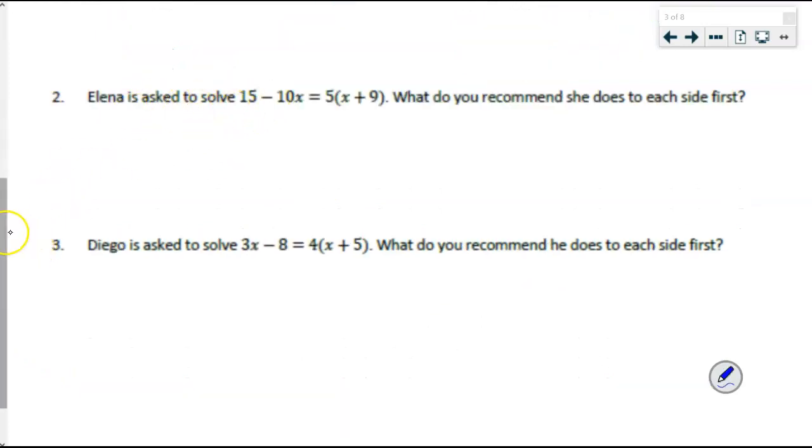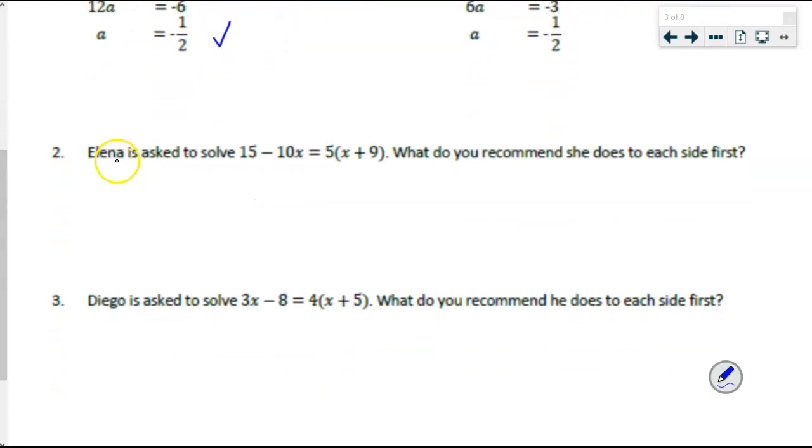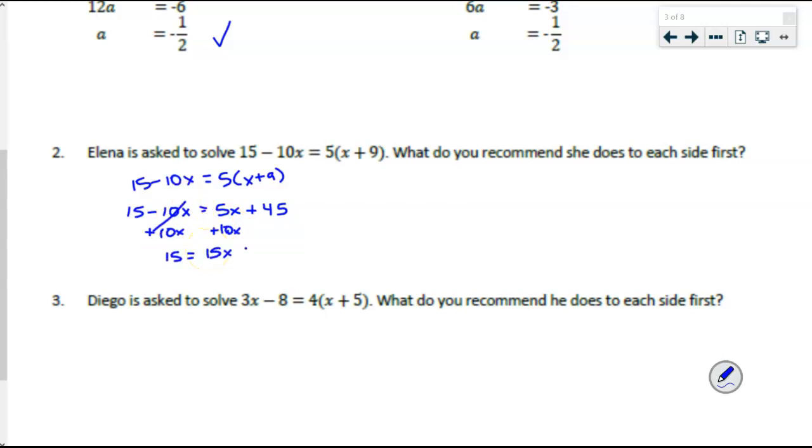All right, let's do this both ways. Solving it Noah's way. 15 minus 10x is equal to 5 groups of x plus 9. Noah would probably distribute first. So 15 minus 10x is equal to 5 groups of x and 5 groups of 9, which is 45. I'm going to go ahead and get rid of this negative 10x because I don't want to deal with negatives, so I'm going to add 10x to zero that out. Now I have 15 is equal to 15x plus 45.